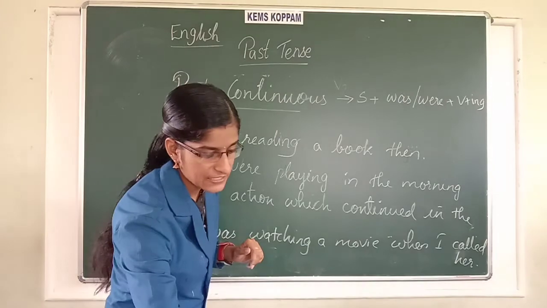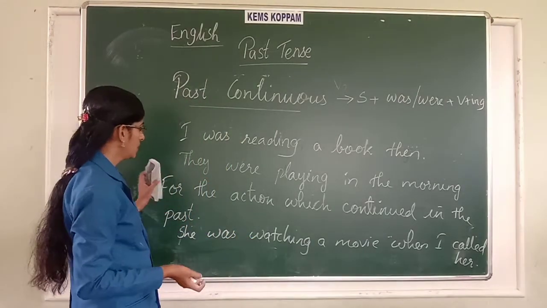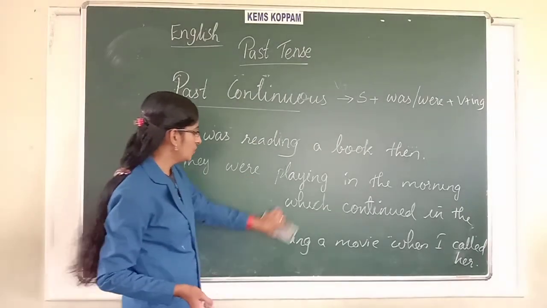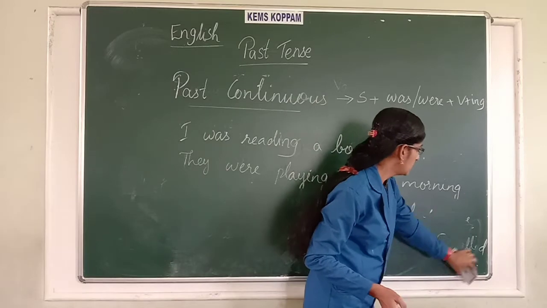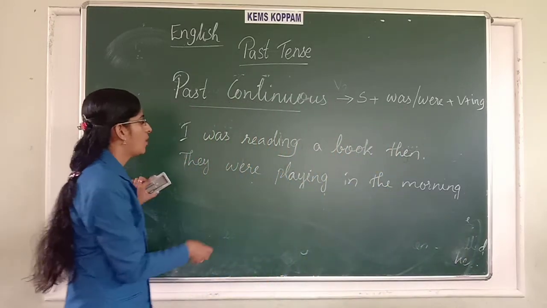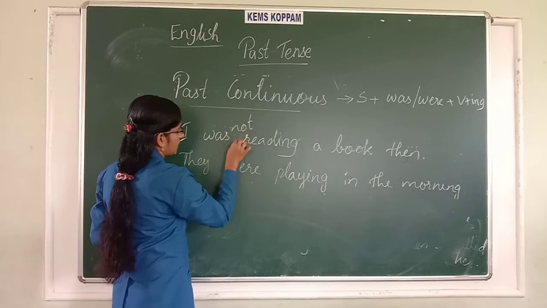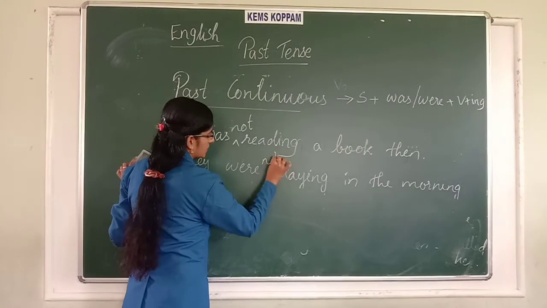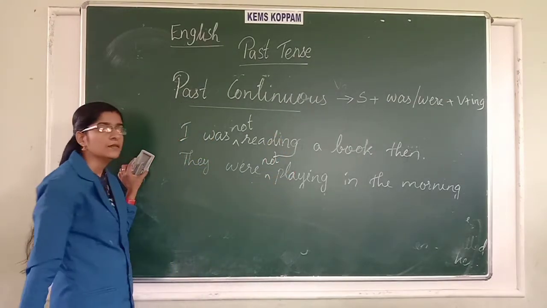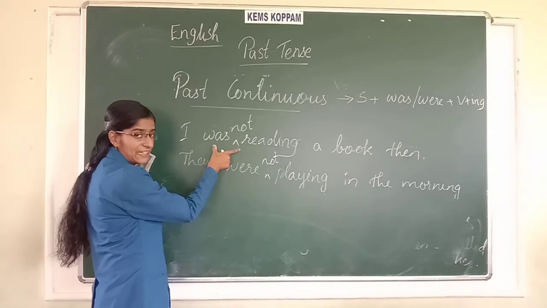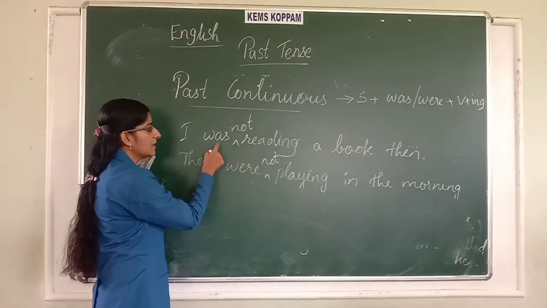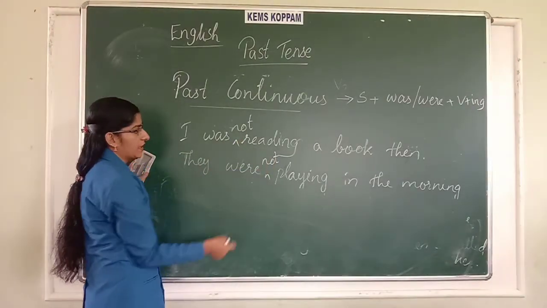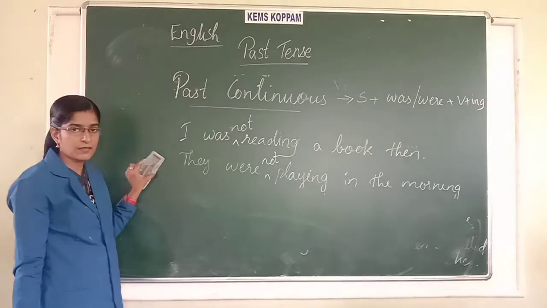And how can we make it a negative? For that, just add not after was or were. Okay, you have to add not. She was not reading a book then. Okay, they were not playing in the morning. So, in order to get the negative of the sentence, just add not after was and were. I was not reading a book. They were not playing in the morning.